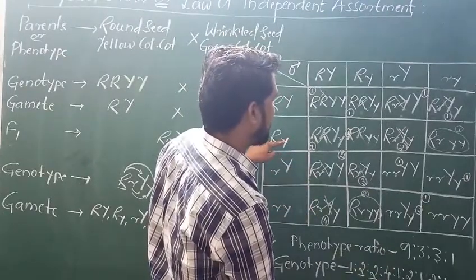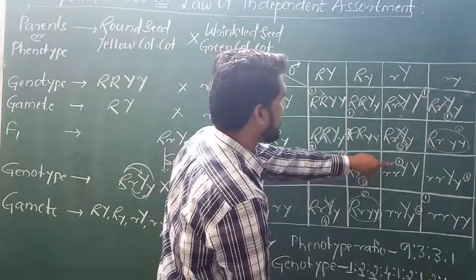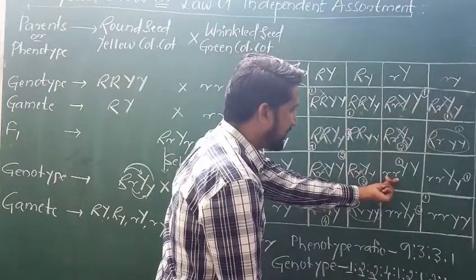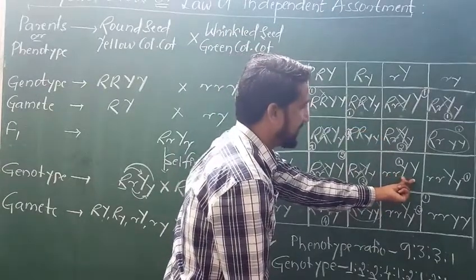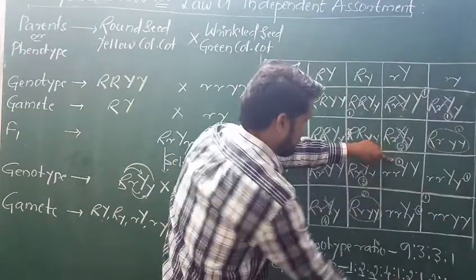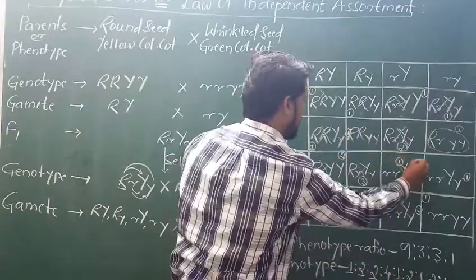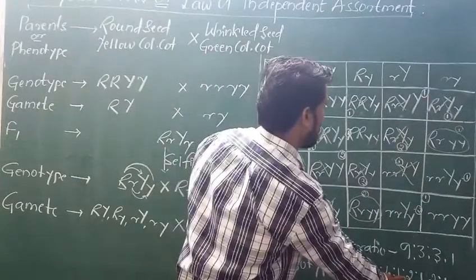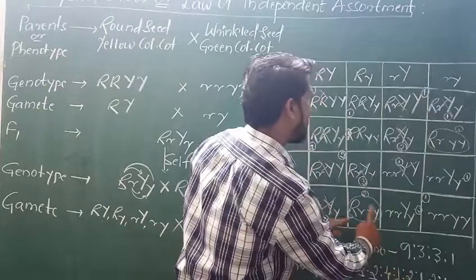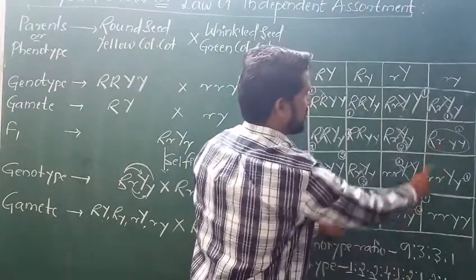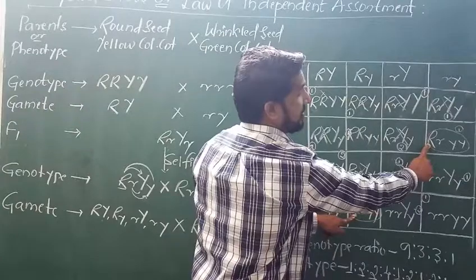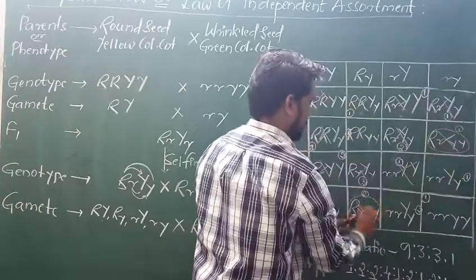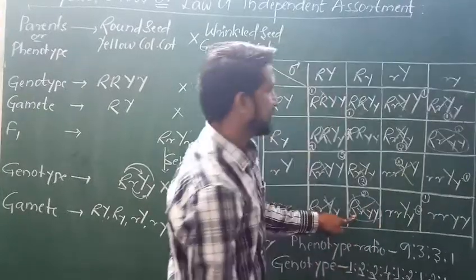Now 1, what remains over here? That we had written at the center. This is the one: wrinkled with yellow color cotyledon. Can we cancel this now? Yes. 2 remain now. What is that 2? One round I have made. This is the one: round with green color cotyledon. This one, this 2. Is this clear?